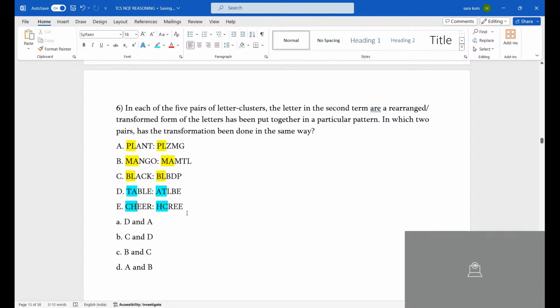Now maybe these two are the ones. So we'll check the remaining letters. BLE is written as LBE. So what they've done is they've interchanged B and L as LB. But here, did they interchange the double E? If you interchange double E, you get double E only. But you can see it is not double E, it is RE. So definitely it is not the same logic. So your same logic, you should find it between these three.